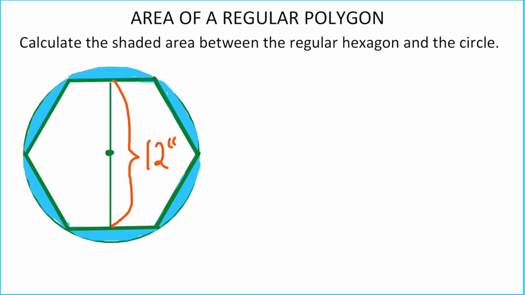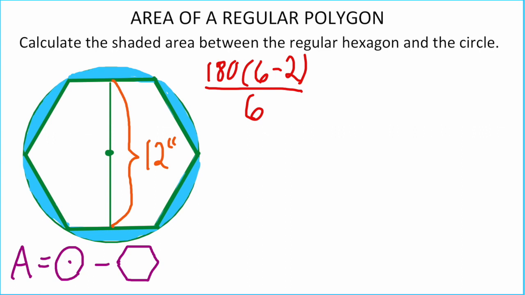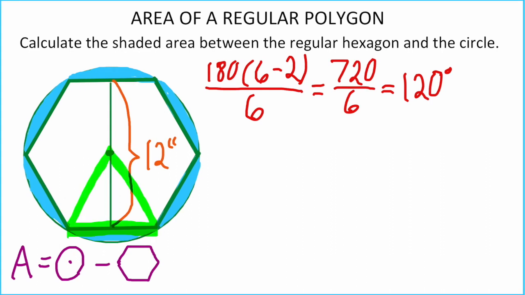All right, so what's our strategy here? We need to find the area of the circle and subtract the area of the regular hexagon. So let's start with the hexagon. We're going to go 180 times 6 minus 2 divided by 6. We get our 120 degrees for our interior angle, and when we divide it in half, we get 60 degrees for that triangle that we're trying to find. And then we can deal with the right triangle. We got 60 degrees, which means it's a 30, 60, 90 triangle.